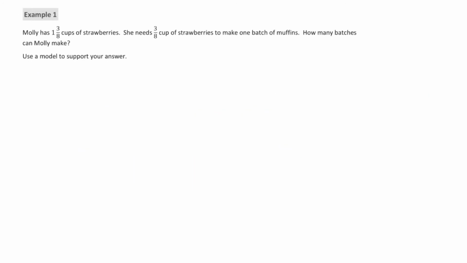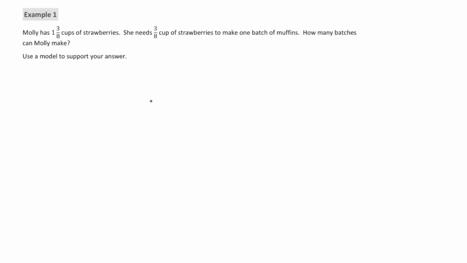For lesson 4, let's look at example 1. It says, Molly has 1 3/8 cups of strawberries. She needs 3/8 cup of strawberries to make 1 batch of muffins. How many batches can Molly make? They want us to use a model to support our answer.